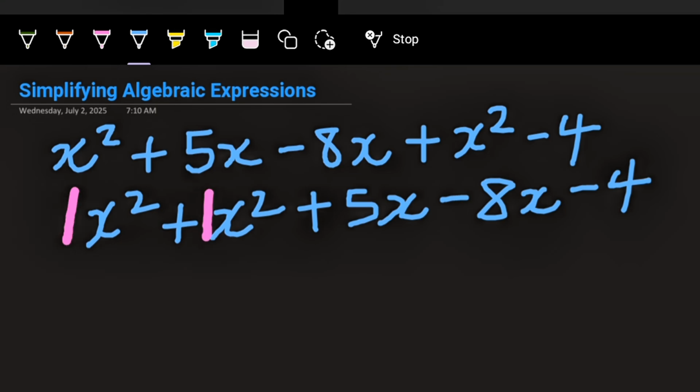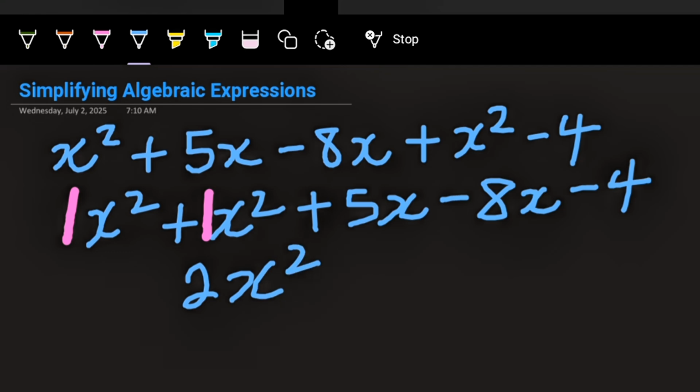However, when you're writing a final answer, do not put the 1 there. Alright? They say it looks ugly. So yeah, just drop the 1 off. Alright, so x squared plus x squared, that would be 2x squared.